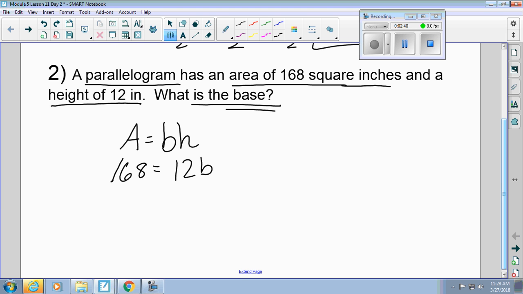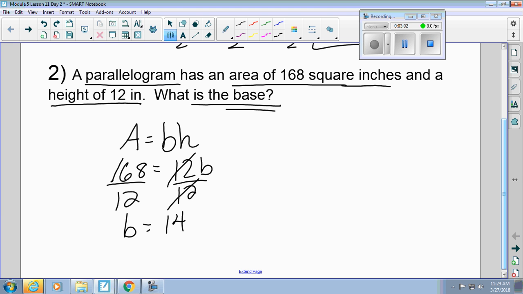So we want to get rid of this multiplying by 12. So the inverse of multiplying by 12 is dividing by 12. And you have to do the same thing to both sides of an equation. So that's going to cancel out. So you're going to have b equals 168 divided by 12. When you divide that, what should you get? 14. Very good. So 14.